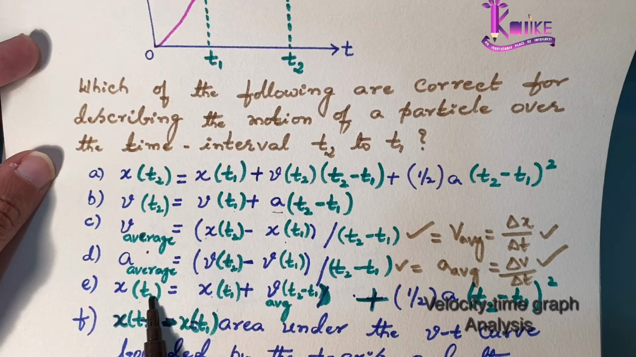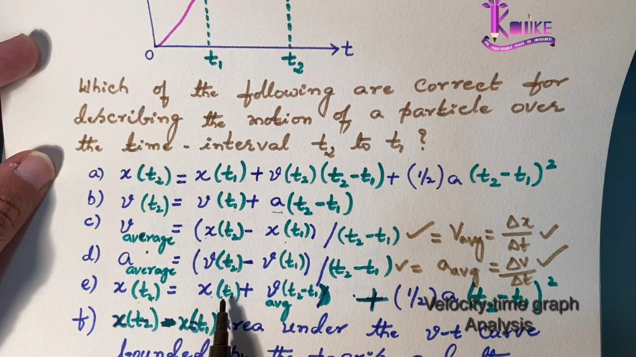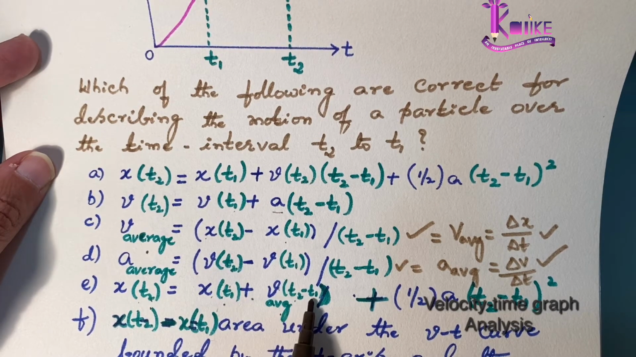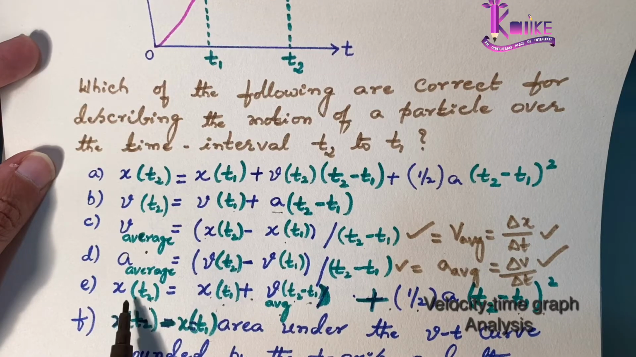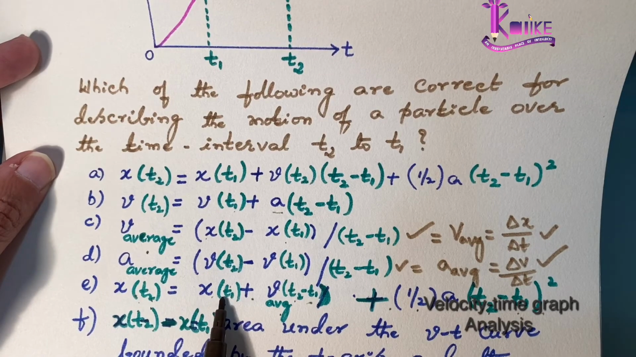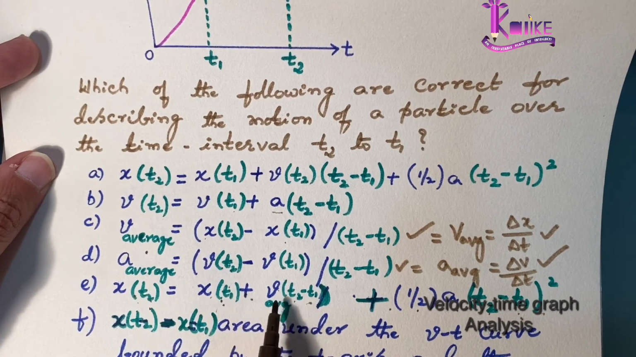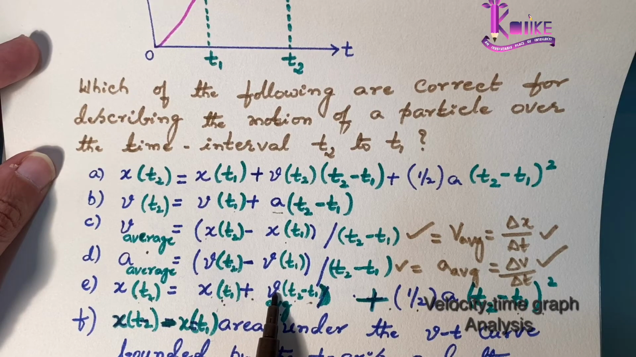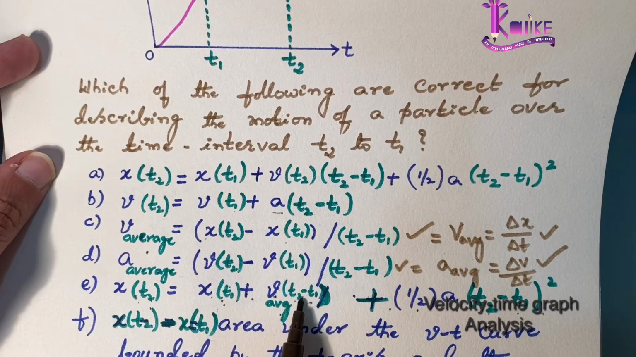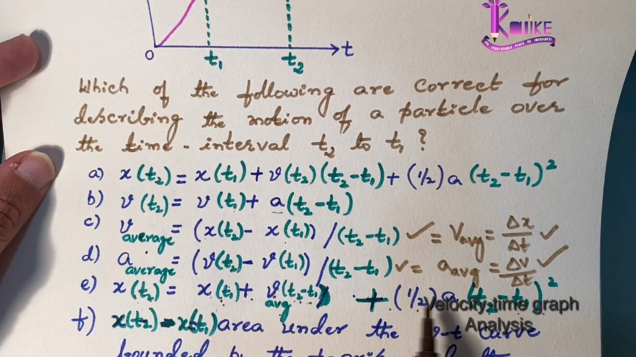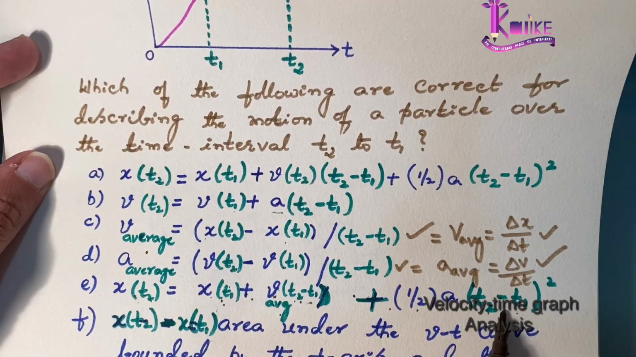So it's got x of t2 is equal to x of t1 plus v average t2 minus t1 and then plus half into a t2 minus t1. So this is dimensionally incorrect. This has got the dimensions of length. This has got the dimensions of length. They match. This has got the dimensions of LT minus 1 into T. Yeah, you get L. And then you get L here as well.